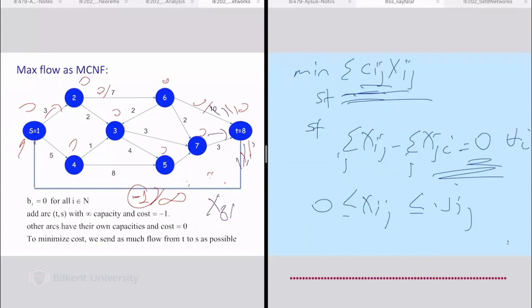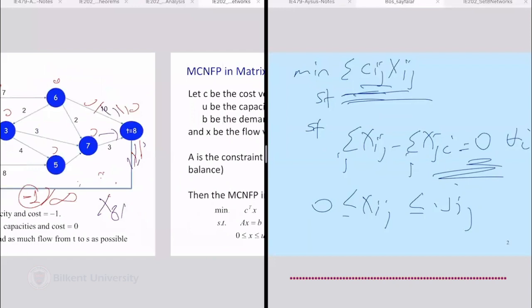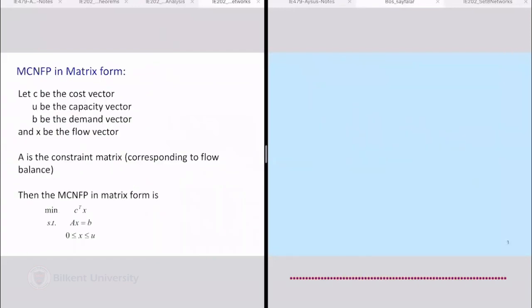Okay. Then let's look at this MCNFP closely. Oh, okay, Dennis. It's so silent and all of a sudden a question. Yeah, what is the question?